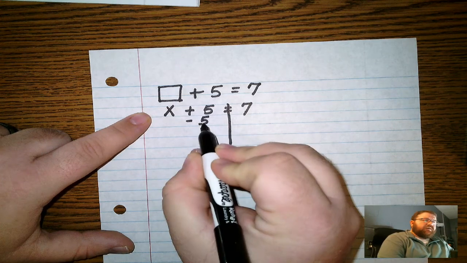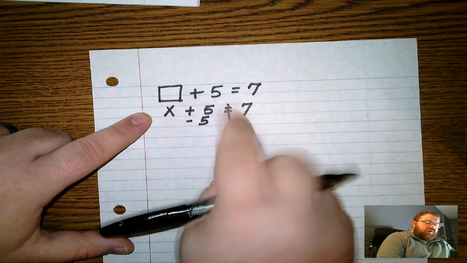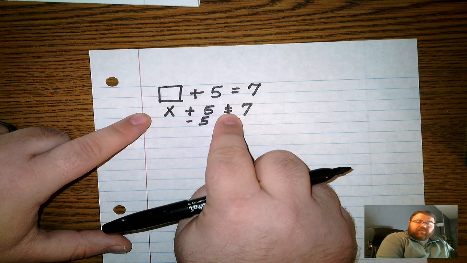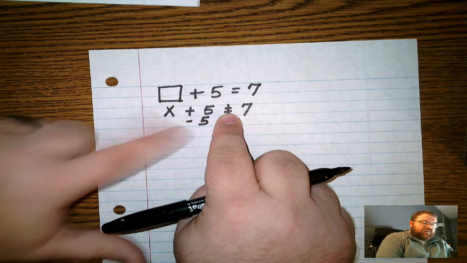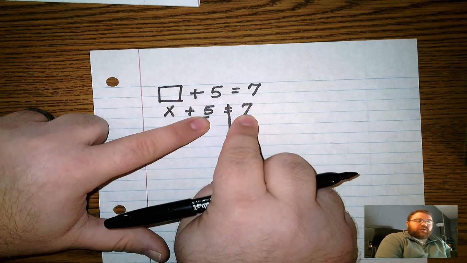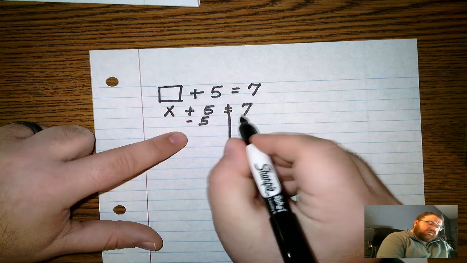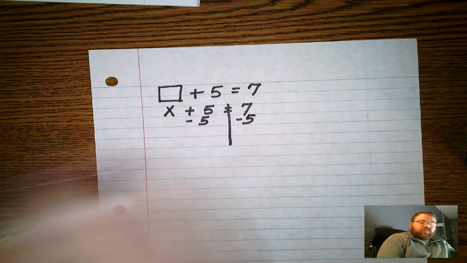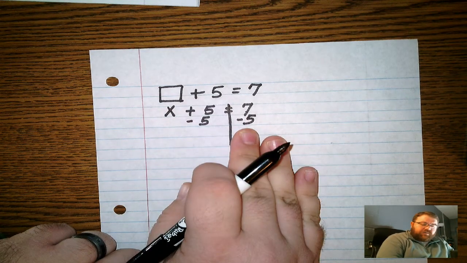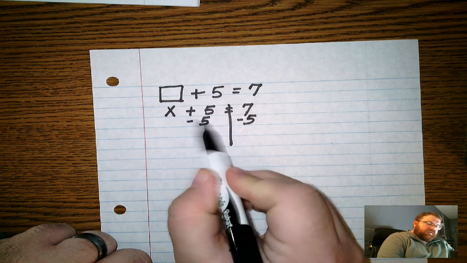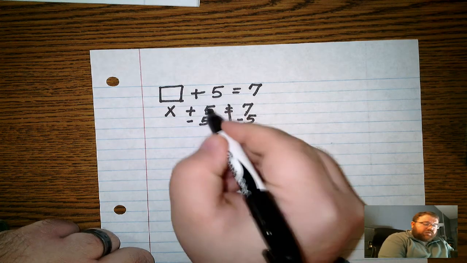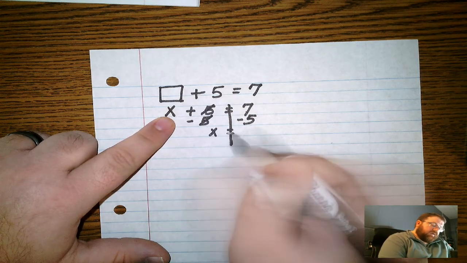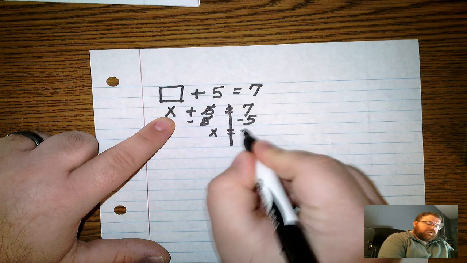So we subtract 5. Remember our conversations about the equal sign and what that means? We discussed that the left hand side and the right hand side are equal to one another. So we have to also subtract 5 from the right hand side. What we do to one side, we have to do to the other. 5 minus 5 equals 0, so we say that these cancel. That leaves you with x is equal to 7 minus 5, which is 2.